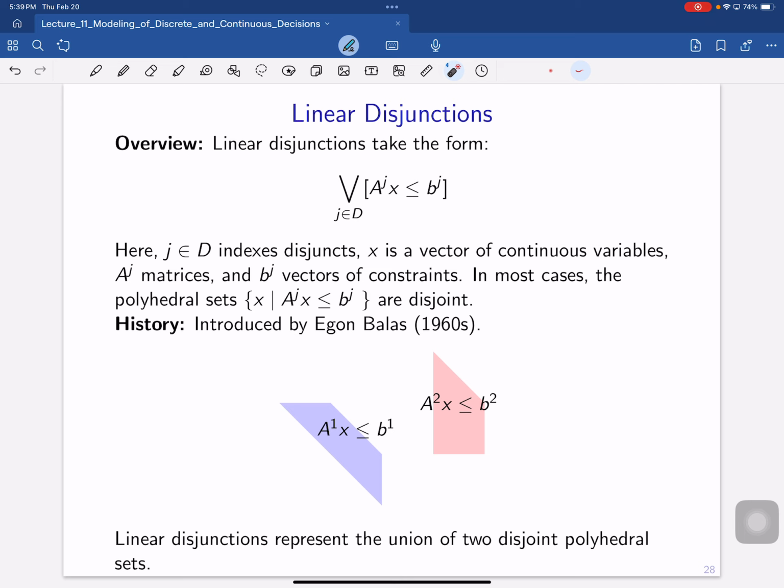Okay, then again, the simplest form of disjunctive programming is modeling a union of polyhedral sets. Here you have a union over some polyhedral sets, each represented by AX less than or equal to B, and you have a finite set of polyhedra. So then you could say X is in at least one of these polyhedral sets.